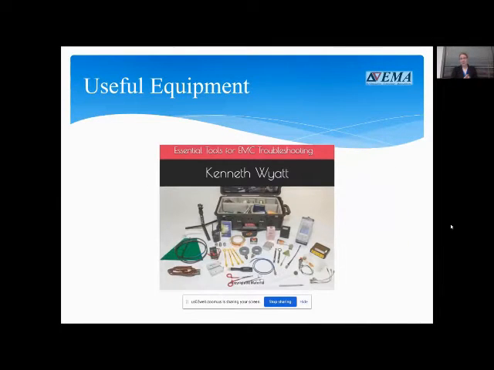And actually, I love this picture from the cover of one of Ken Wyatt's books. Ken is a consultant himself, and he's got this whole toolkit that he can carry around with him. It's got all kinds of equipment that he's found useful over the years. Everything from blade antennas, near field probes, different kinds of meters, different kinds of clamps.